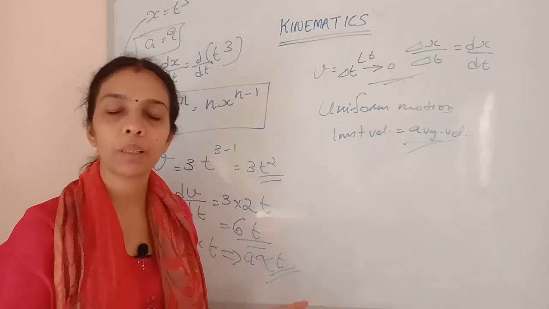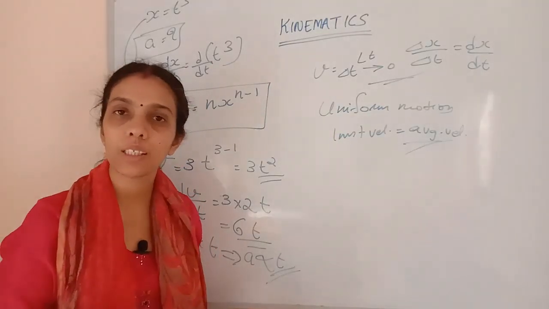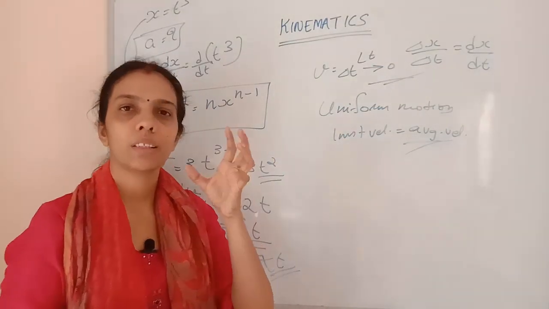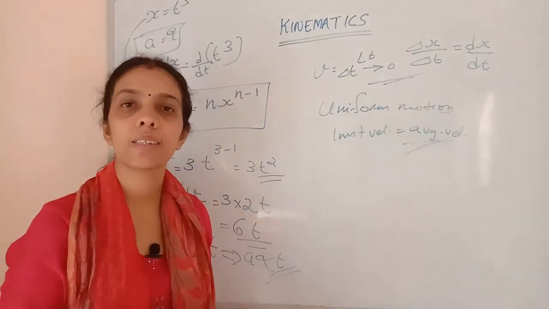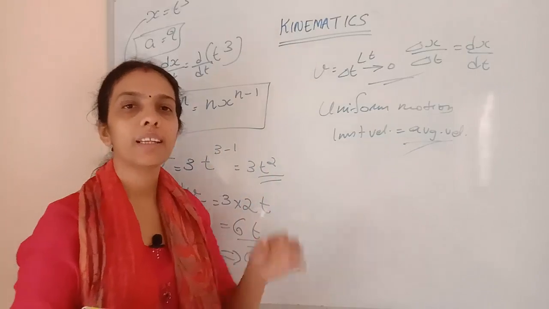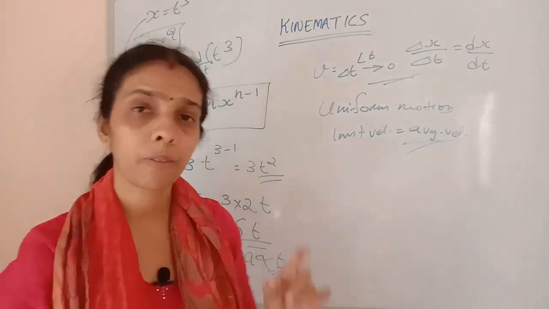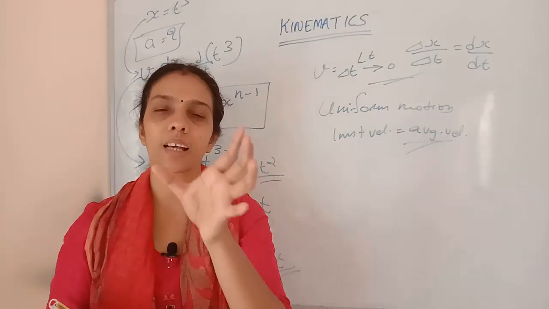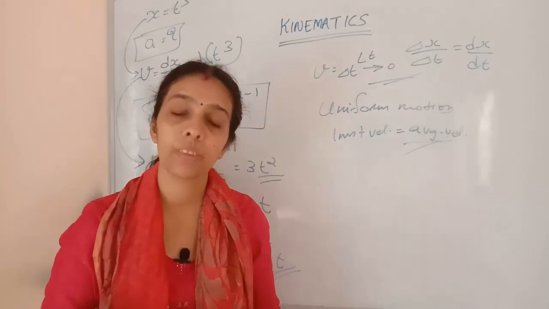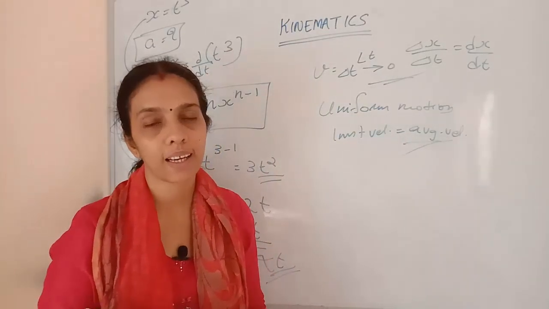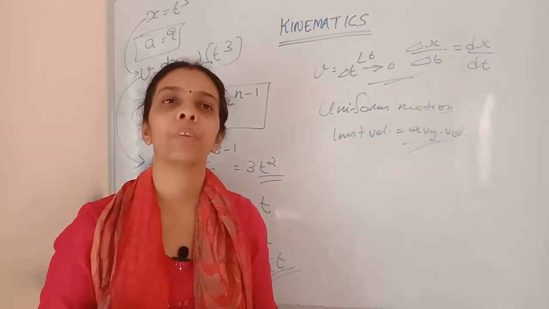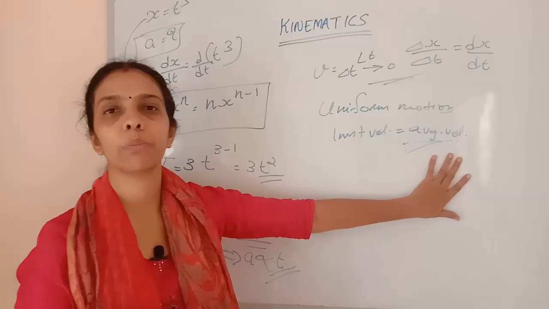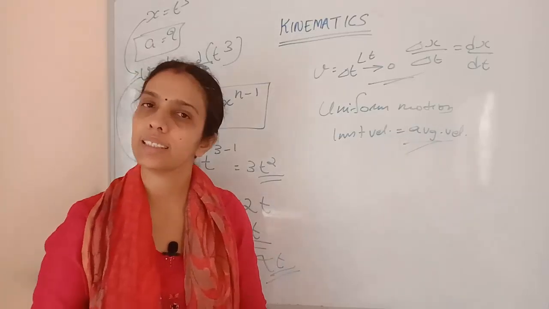What is meant by uniform motion? Uniform motion is when, for a particular interval of time, the distance covered is the same. For every 1 second that we are considering, if the distance covered by the object is the same, then we can say the object is under uniform motion. If the object is under uniform motion, average velocity will be equal to instantaneous velocity.